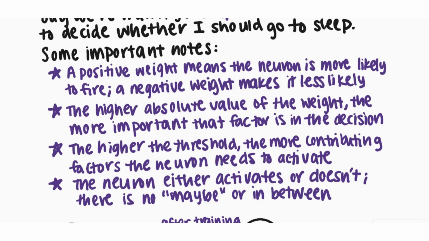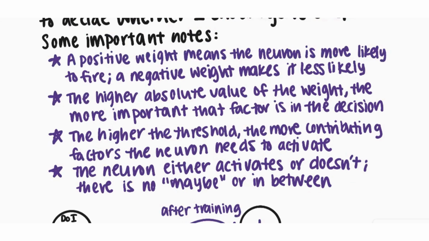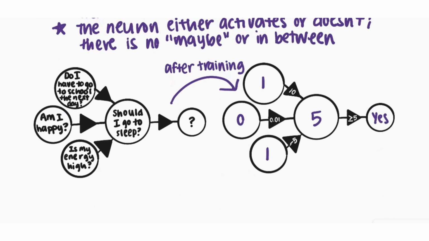This is called the all or nothing principle, and it also is intact in brains. There's no maybe or in between or just a small amount of activation. It's only a choice of yes or no whether the neuron activates. So now that we've understood these basic principles, let's take a look at our basic network.